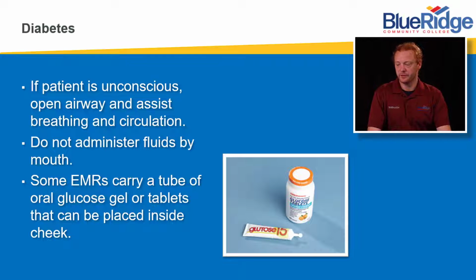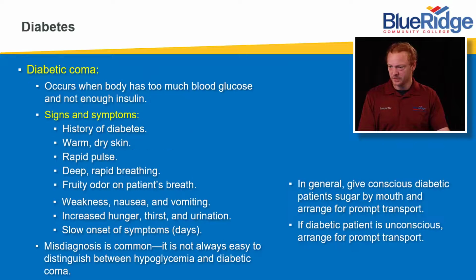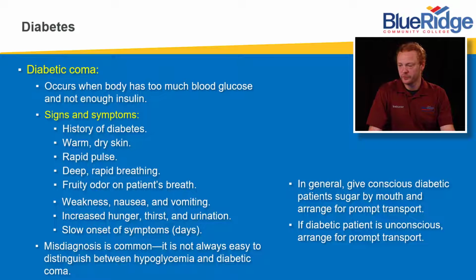Some EMRs carry a tube of oral glucose or tablets that can be placed inside the cheek. This is also still, if you're authorized to do that, something that should be used with extreme caution, especially in that kind of scenario or situation. Diabetic comas occur when the body has too much glucose and not enough insulin. Signs and symptoms of this.